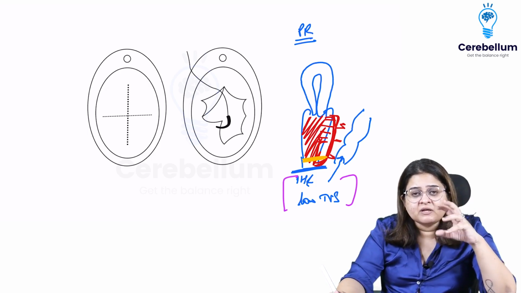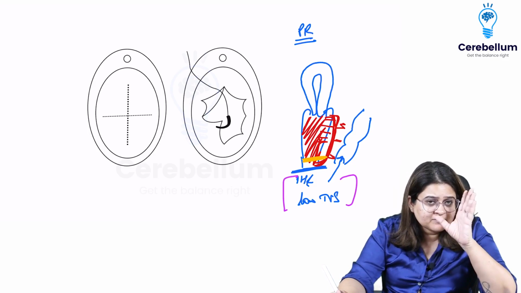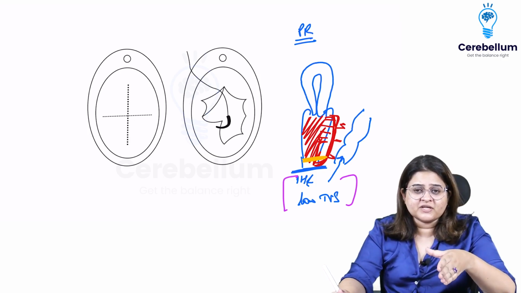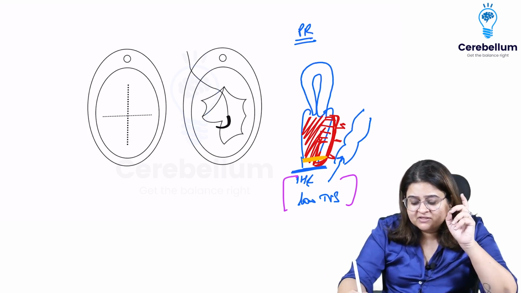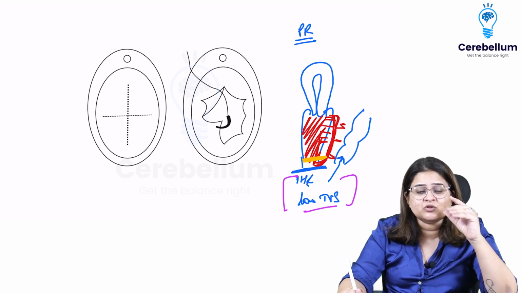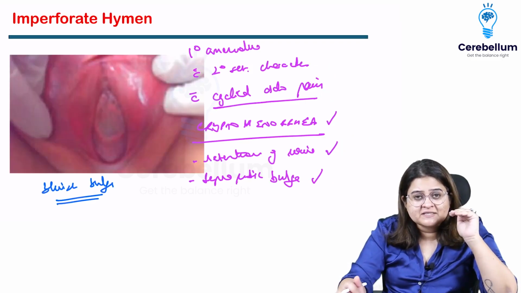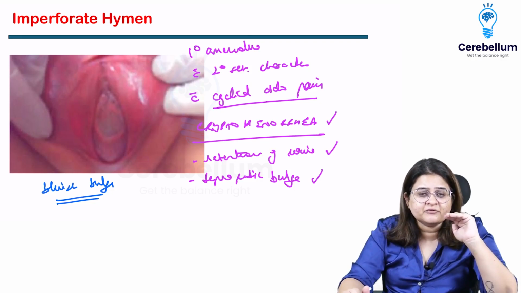That means they will have the same symptoms, and when you do a PR, you'll feel the bulge all along the length of the vagina. But in a TVS, you usually won't see the bluish bulge because the septum is quite thick. You may not see this bulge in TVS, but you will definitely see it in an imperforate hymen.